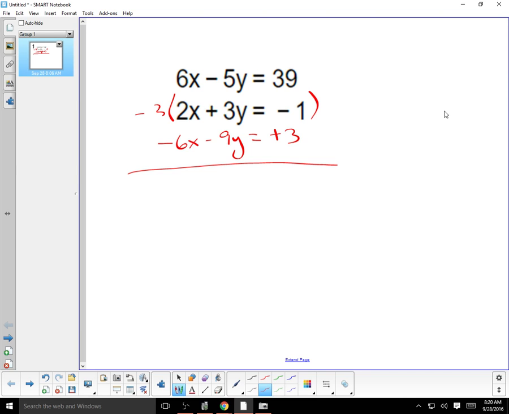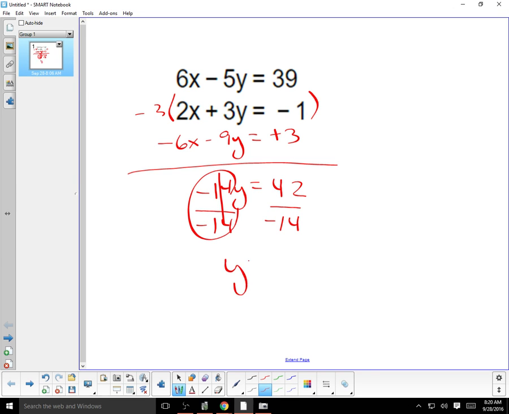All right, so I'm going to add the top one with this new version of the second one. 6x minus 6x is 0. That's gone. Negative 5 minus 9 is a negative 14y. And 39 plus 3 more is going to give me 42. And if I divide both sides by negative 14, this becomes 1. It doesn't go away. It becomes 1y. And what's 42 divided by negative 14? Is that 3? A negative 3?